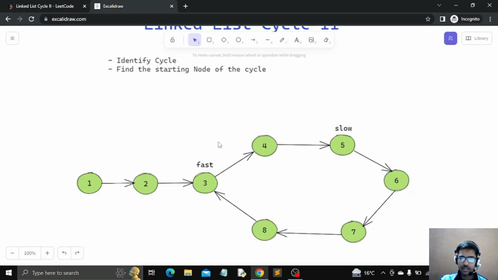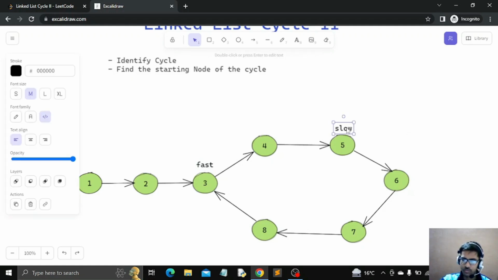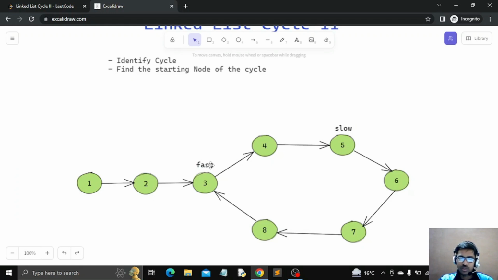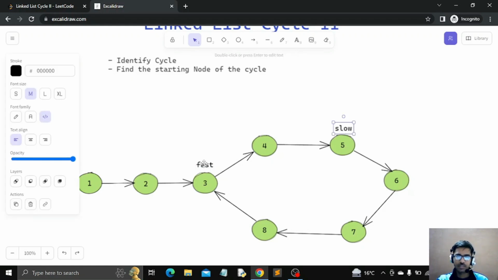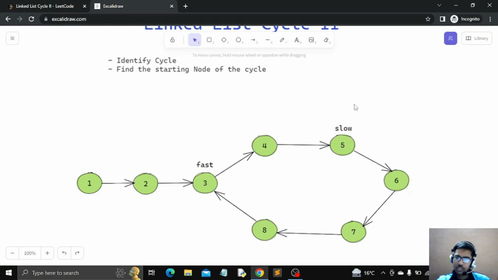If there is a cycle, then there will come a time when our fast pointer will come behind the slow pointer. Here we can see that the fast pointer is now behind the slow pointer, so we can say that yes, the cycle exists, but in our code this much is not enough. We need some condition to say that the cycle actually exists.